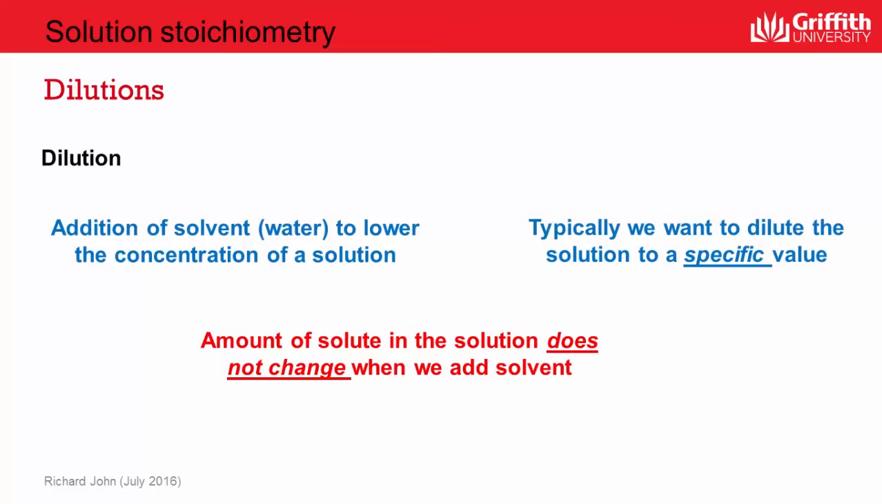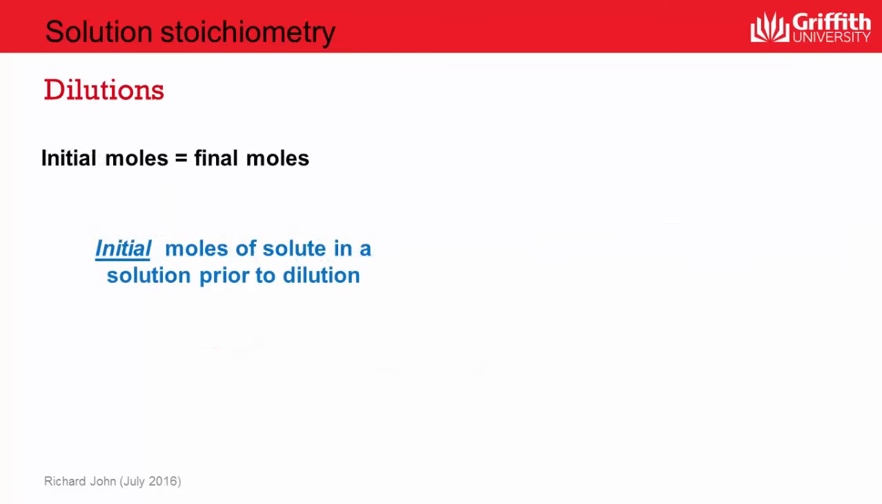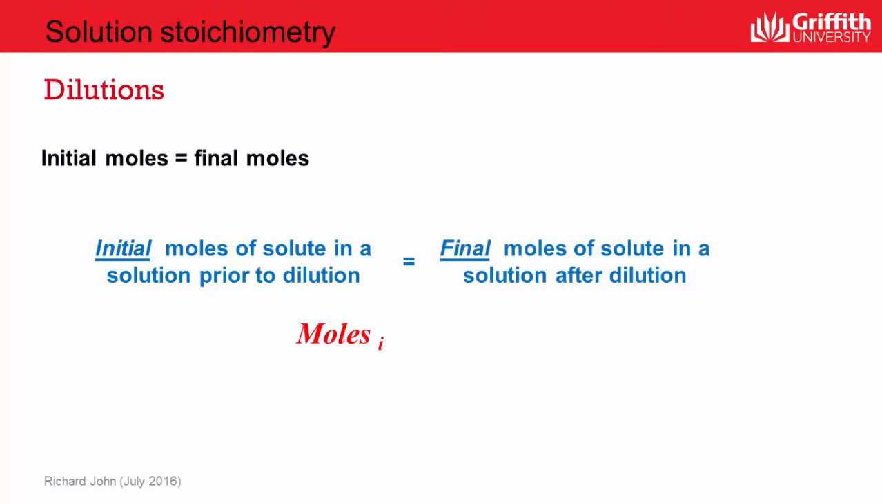The key here is to realize that the amount of solute in the solution does not change when we add the solvent. So in other words, the initial moles of a solute in a solution prior to adding the solvent, we can term that moles initial or moles I, that equals the final moles of solute in a solution after we add the solvent. So in other words, moles I equals moles F, or moles initial equals moles final.